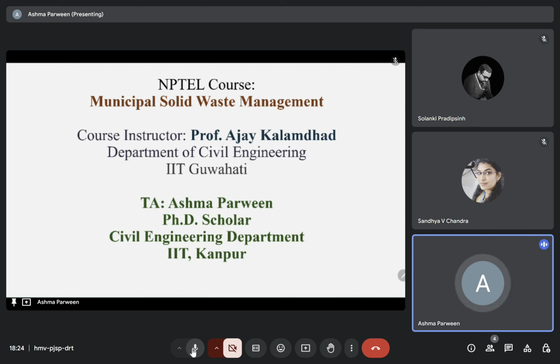This waste is managed as per the Construction and Demolition Waste Management Rules 2016, just like municipal solid waste is managed as per the Municipal Solid Waste Management Rules 2016. So there is a separate rule for construction and demolition waste.